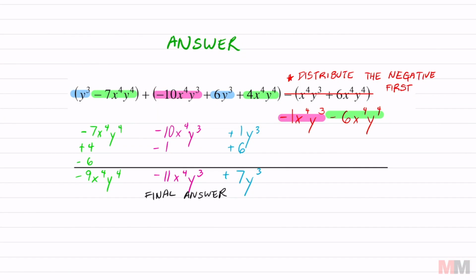The first thing that I did was to distribute this negative, this part right here. Once you have that, start with the highest degree, and it's degree 8. I started with that and started looking for anything with x4, y4. The final answer is this, and hopefully we got the same answer.